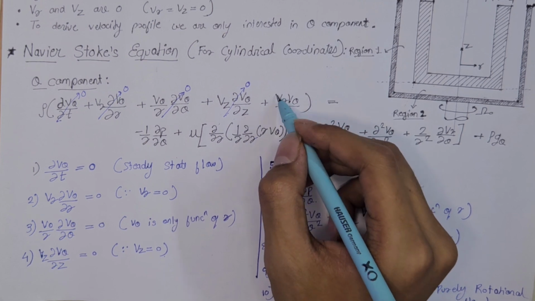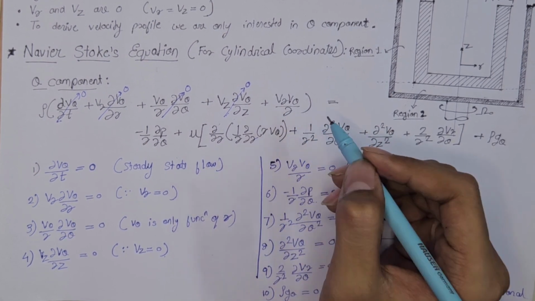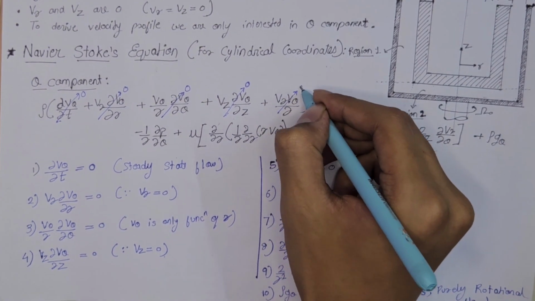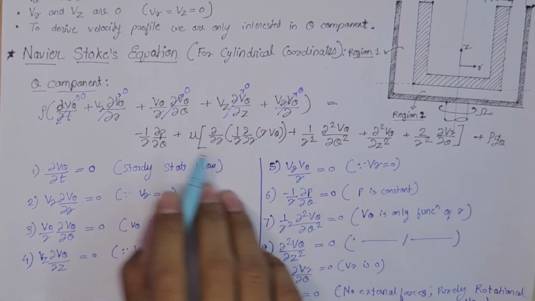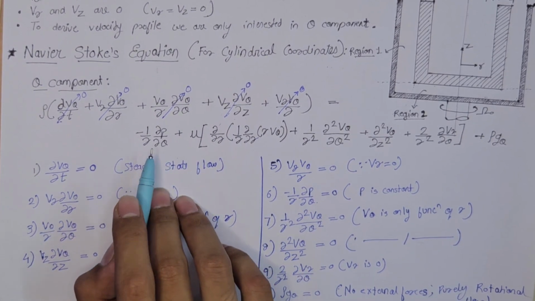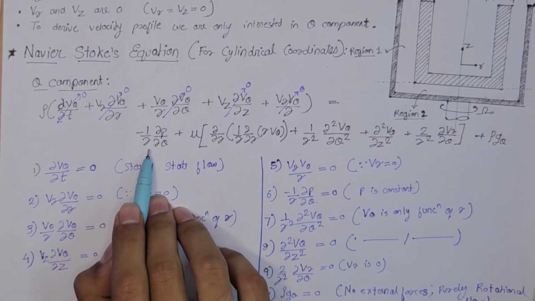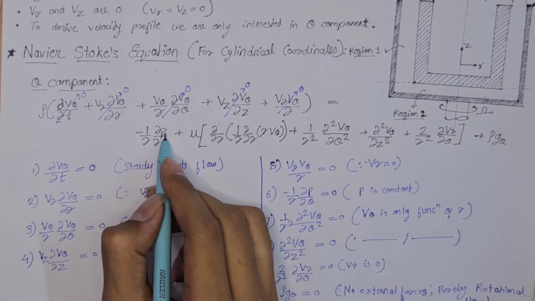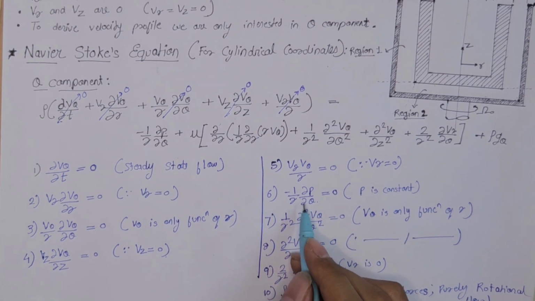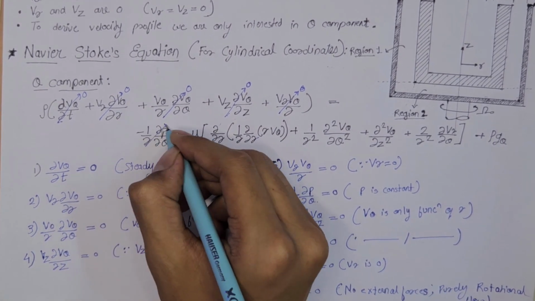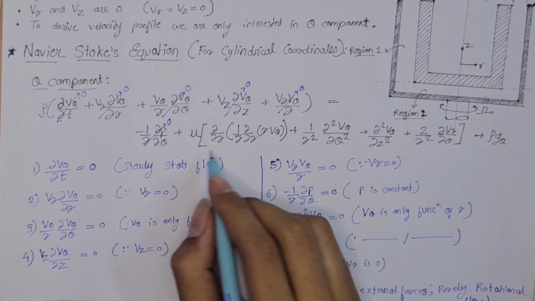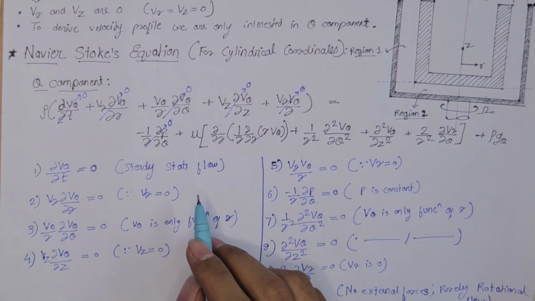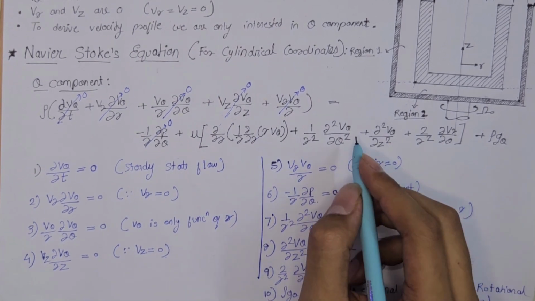Again similarly, Vr into v theta by r is equal to 0. This is because Vr is 0. So again this term will be 0. Now let's come to the right hand side. So minus 1 by r del p by del theta is equal to 0. This is because the p here is constant. So again we'll cancel this term. So now this term is non-zero because it's not satisfying any of the assumptions above. We'll move on to the next term.